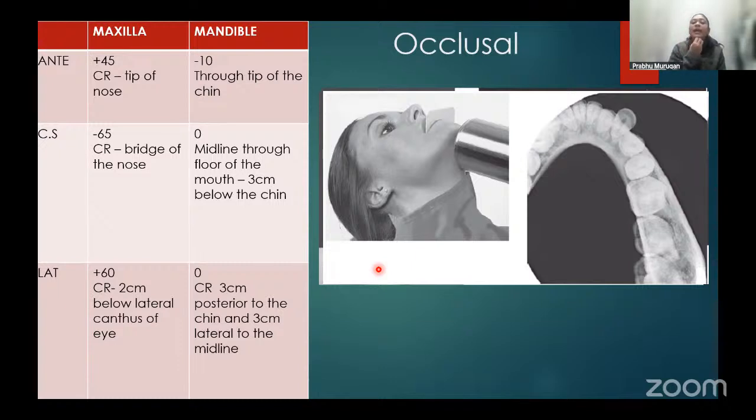Okay, mandibular anterior, mandibular cross-sectional, mandibular lateral occlusal. So this is your occlusal, 3 types of occlusal projections for your maxilla and your mandible.